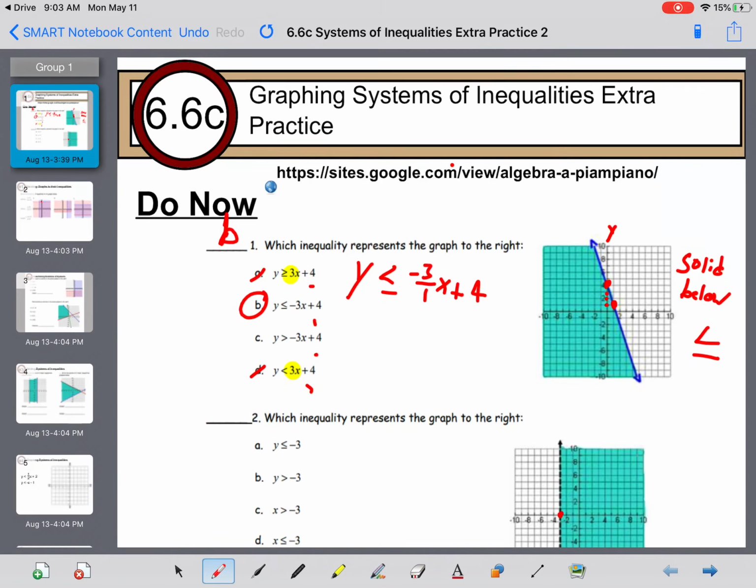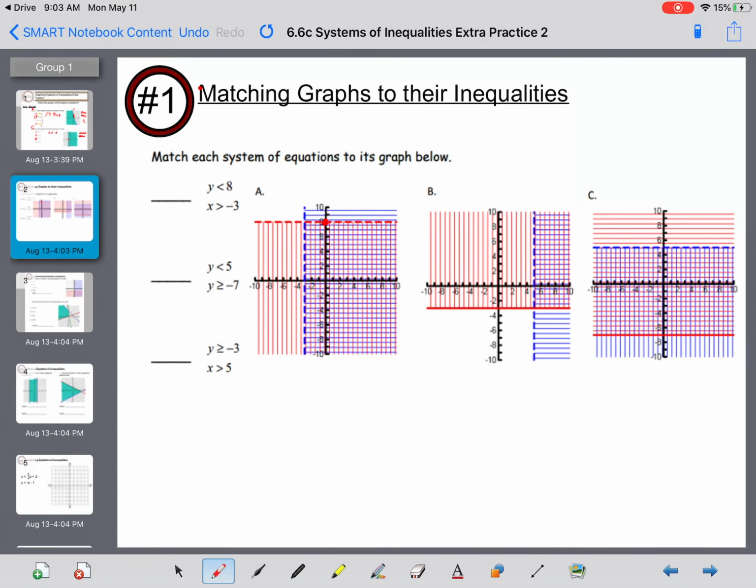For number 2, I see a vertical line that goes straight up and down through the x-axis at negative 3. That means there's going to be no y in this equation, just an x. Cross out A, cross out B. Okay, this is a dashed line, and we're shading above or values greater than negative 3. So this must mean x is greater than negative 3, choice C.